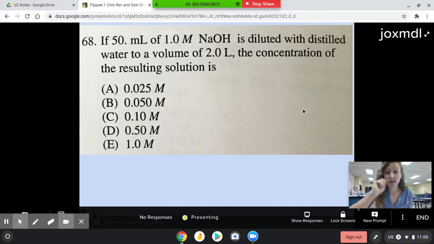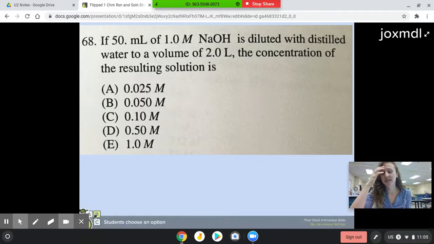Okay, so here's our first practice problem, starting with solutions. They want this to take you 1.5 minutes, so I'll tell you when 1.5 minutes is up, and go.